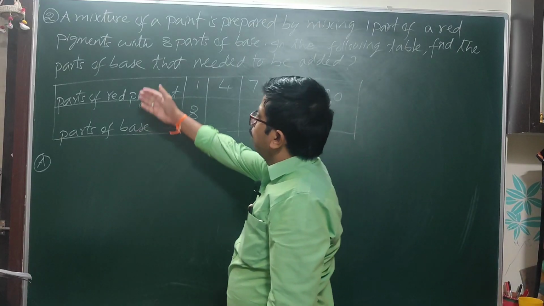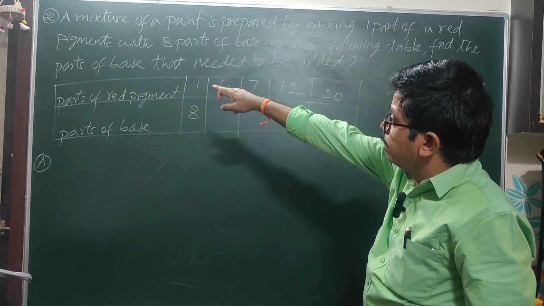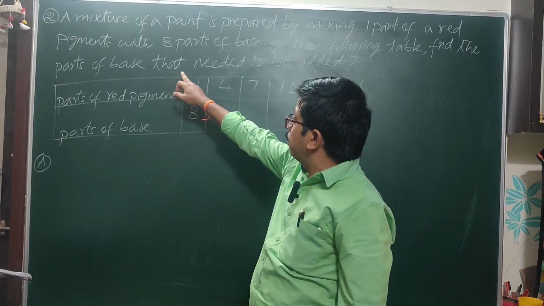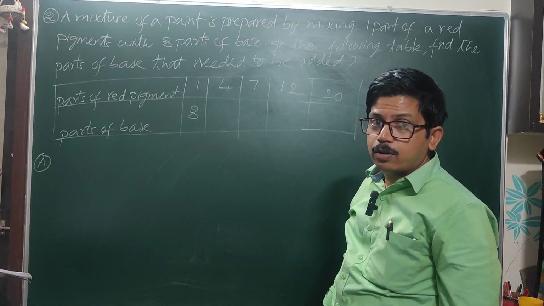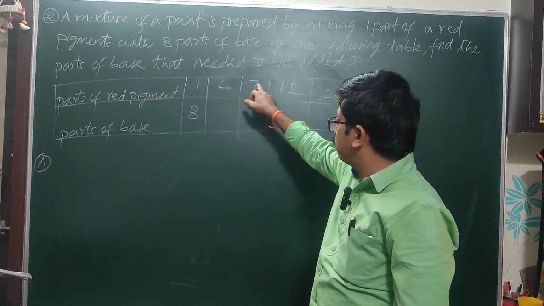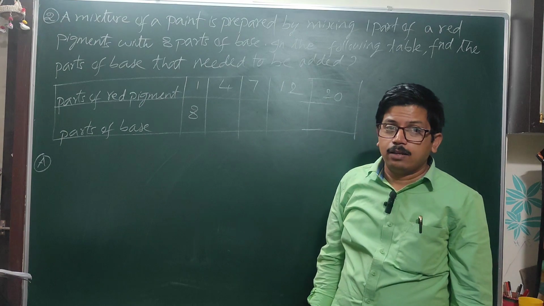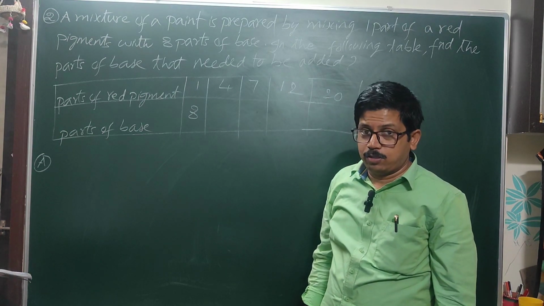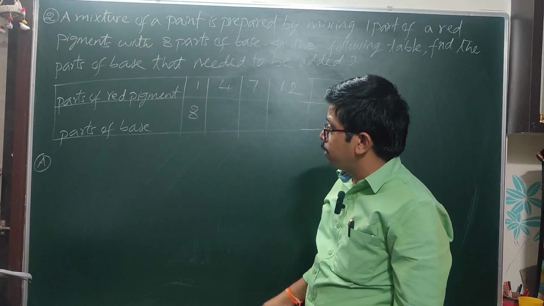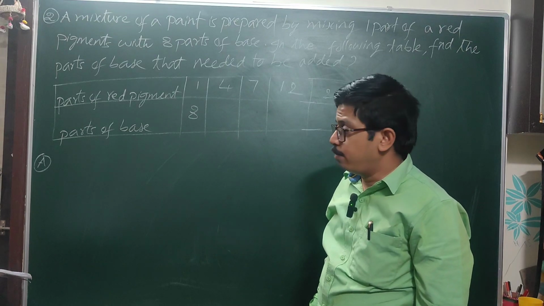Now second question. A mixture of paint is prepared by mixing 1 part of a red pigment with 8 parts of base. In the following table, find the parts of base that need to be added. Here we are given a table, parts of red pigment and parts of base: 1, 8; 4, blank; 7, blank; 12, blank; 20, blank. Now you can easily understand this is in direct proportion, because as the parts of red pigment increase, parts of base also must increase, and the increase will be in direct proportion.